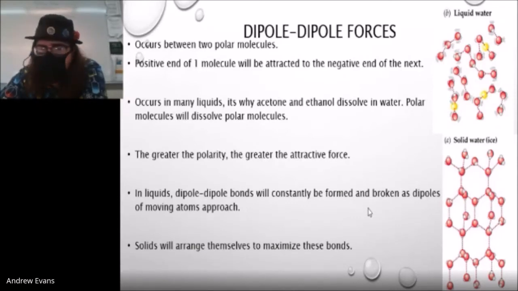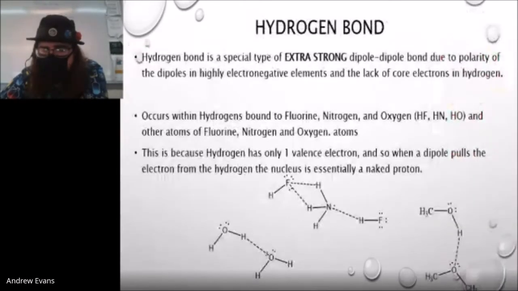So that's one of those cool things about water, why we could survive, because of this neat thing in water. Now, hydrogen bond. What is a hydrogen bond? A hydrogen bond is essentially an extra strong version of a dipole-dipole. It's named for the bond within the hydrogen.